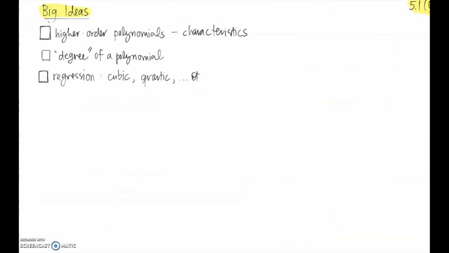So the big ideas from today were these higher order polynomials, and we talked a lot about their different characteristics, their different concavities, how many inflection points they would have, and their end behavior. We also talked about the term the degree of a polynomial, that it's the highest power on a variable in a polynomial, and we now know how to do a lot more regressions. We can do cubic, quartic. Because we now know the forms of these higher order polynomials, we can tell Desmos how to perform these higher order regressions if our data seems to look like it, maybe if it has a lot more concavities.